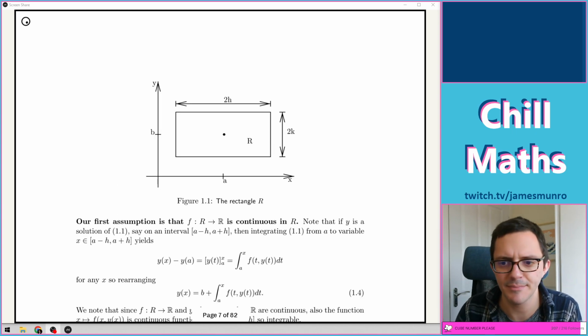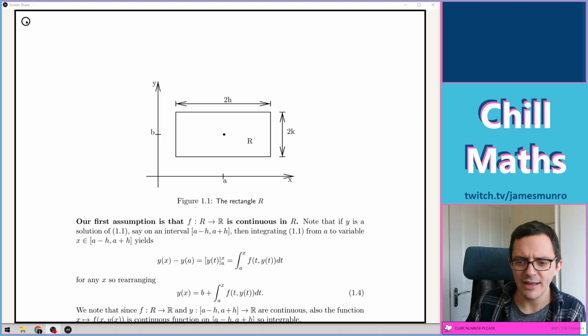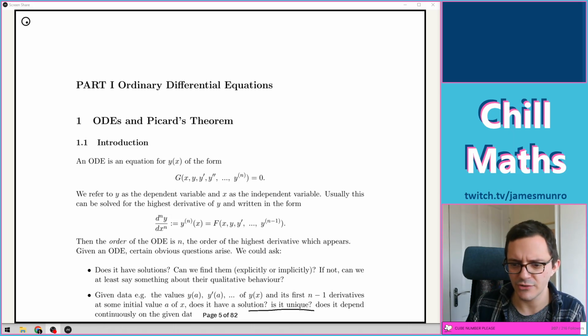Let's have a look at the diagram. There it is. It's got height 2K and it's got width 2H. That's a rectangle. So what's f? Sorry, f is the function on the right hand side. We're going to try and solve.